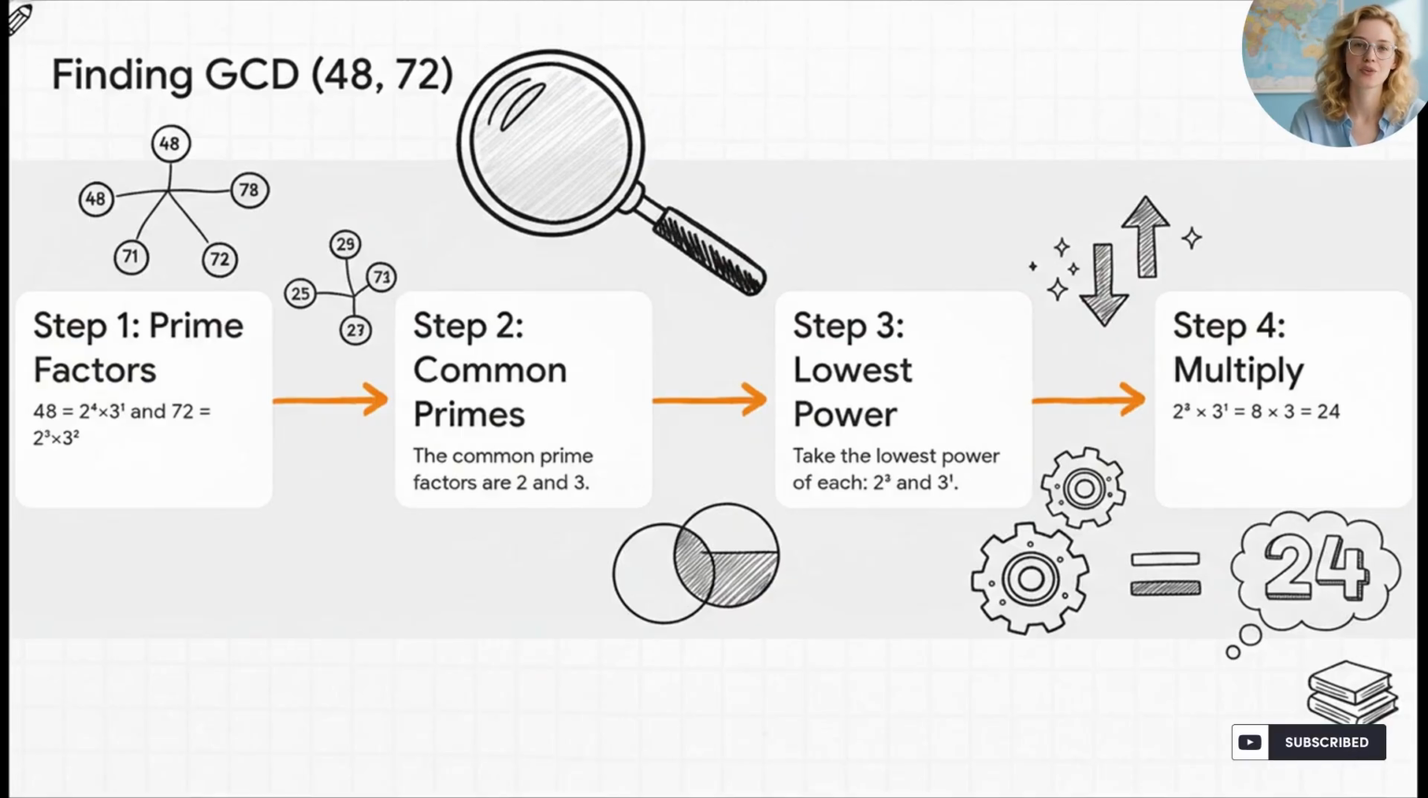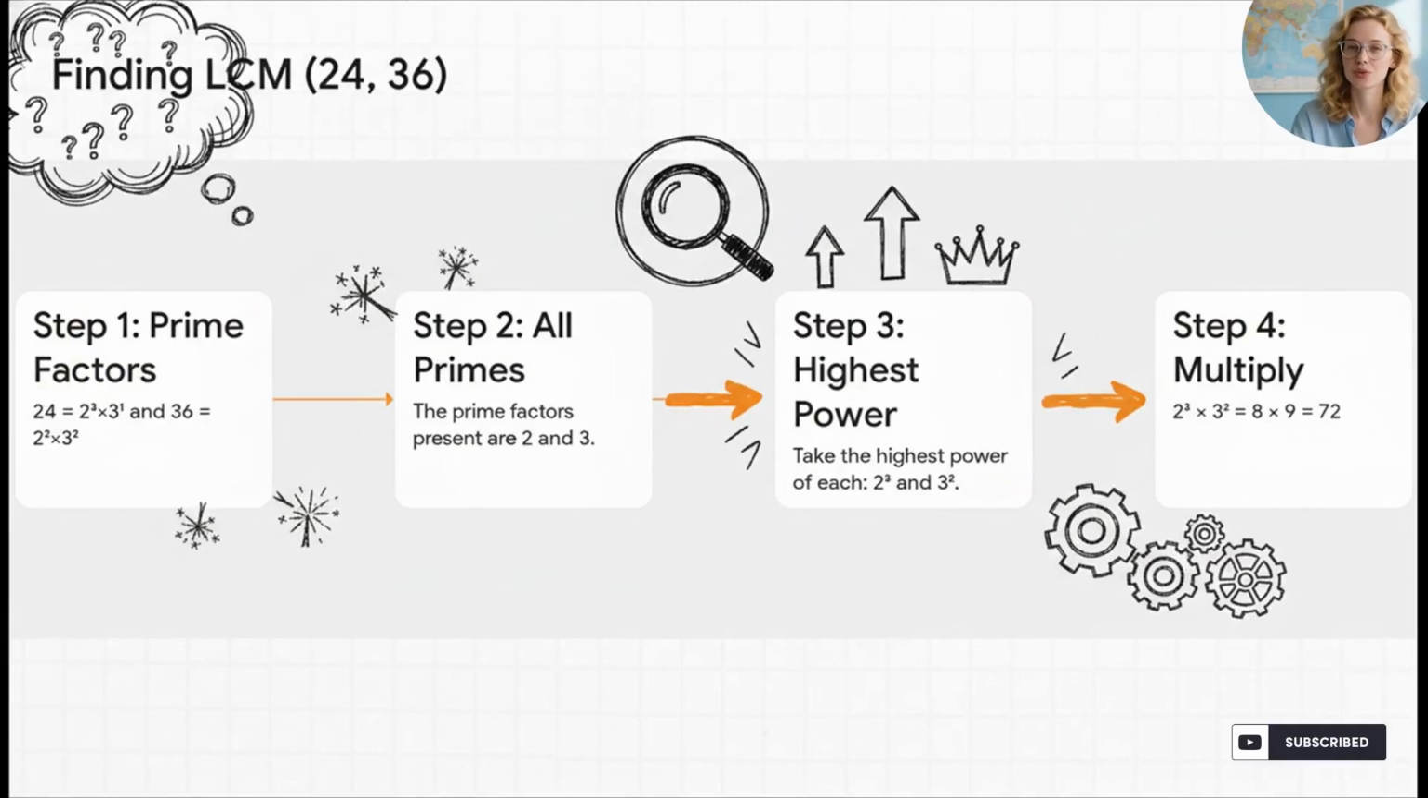Multiply those together, you get 24. Now let's flip it into an LCM with 24 and 36. Same first step, right? Get the prime factors. But here's the switch. This time, we're grabbing the highest power of all the primes involved.